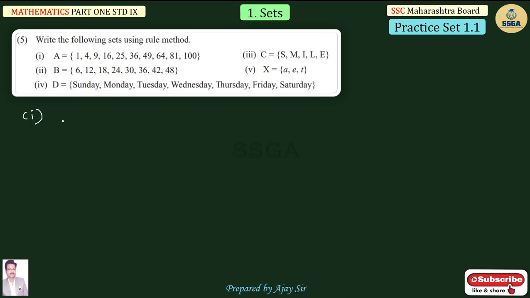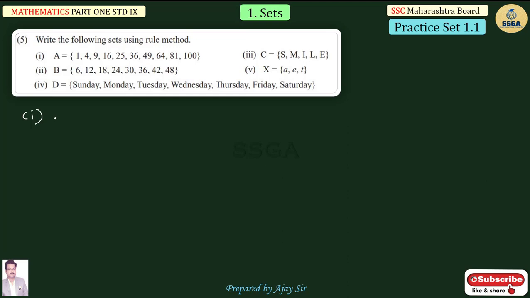So A is a set. Observe this set: A which is given, that is 1, 4, 9, 16, 25. Here see that all these numbers are squares of natural numbers, 1 squared, 2 squared. So all these numbers are squares of natural numbers, starting from the natural number 1. First you have to observe and identify the relation between all these elements.